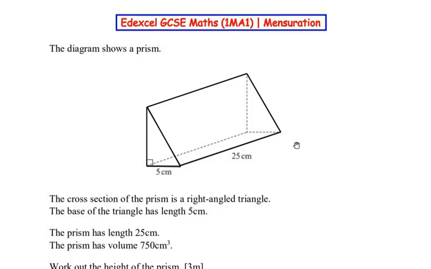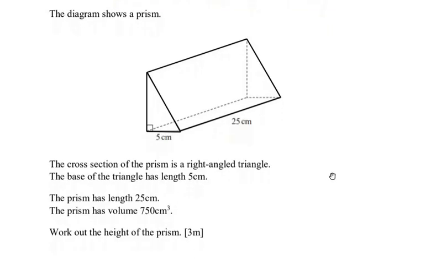In this video we are going to solve a question from mensuration. The diagram shows a prism. The cross section of the prism is a right angled triangle. The base of the triangle has length 5 cm. The prism has length of 25 cm and the prism has a volume of 750 cubic centimeter. Work out the height of the prism.